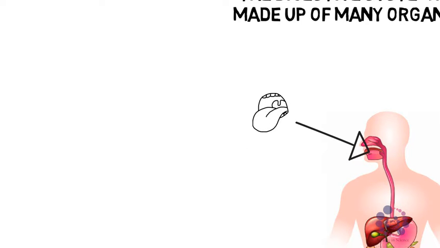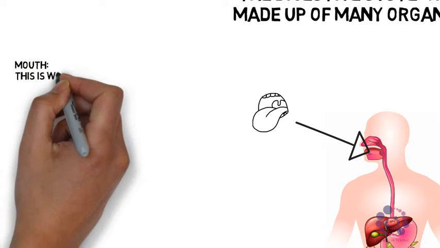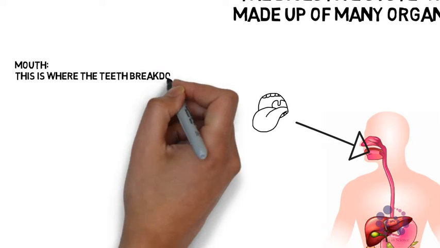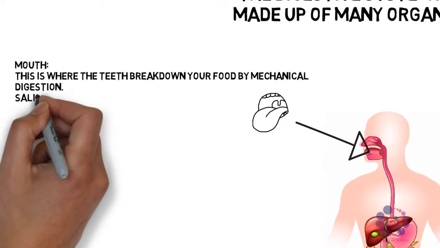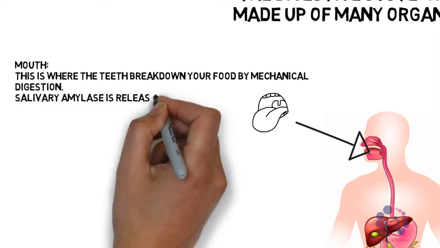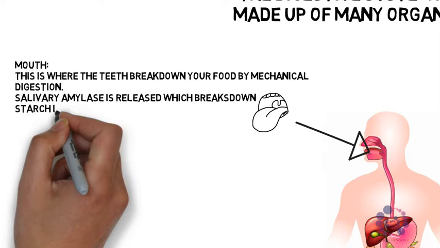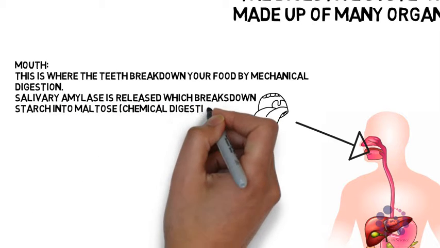This is where the teeth break down the food by mechanical digestion. Salivary amylase is also released, which breaks down the starch into maltose. This is an example of chemical digestion. Salivary amylase being an example of a carbohydrase.